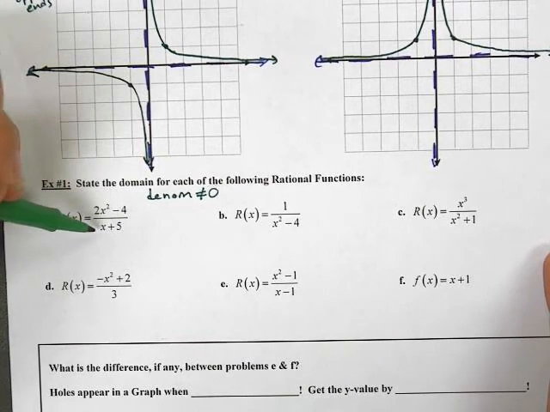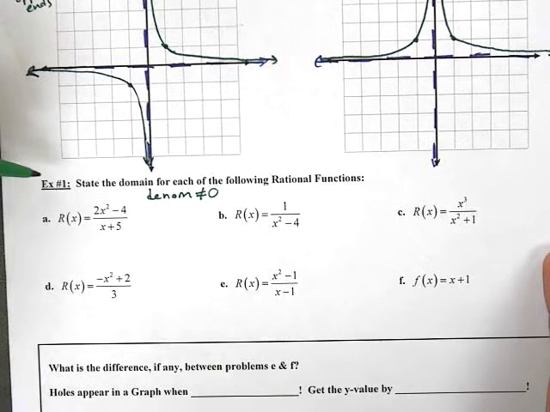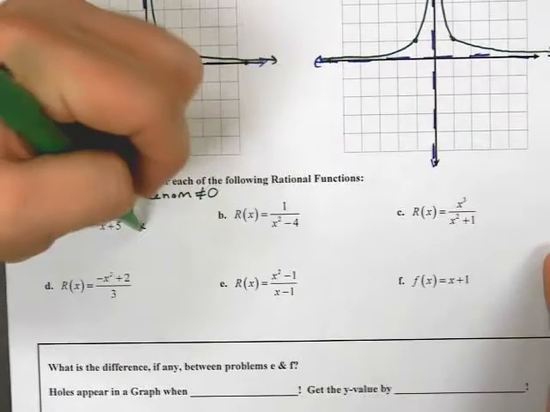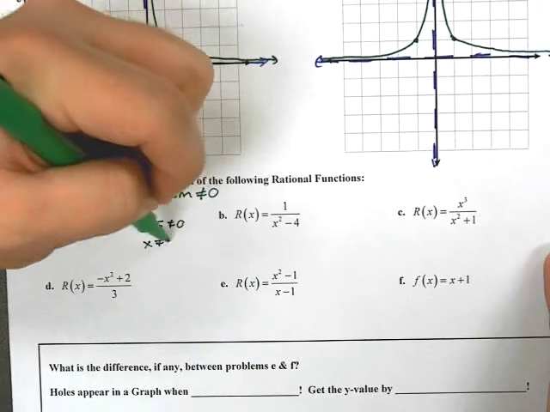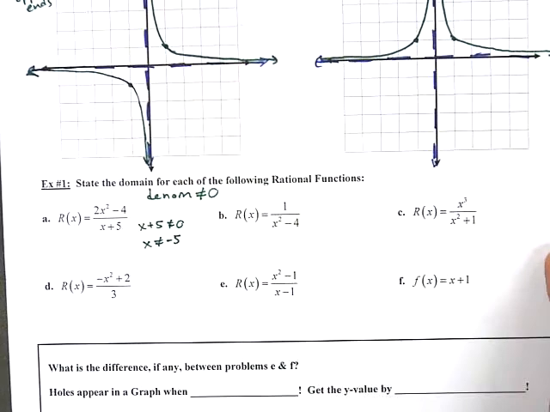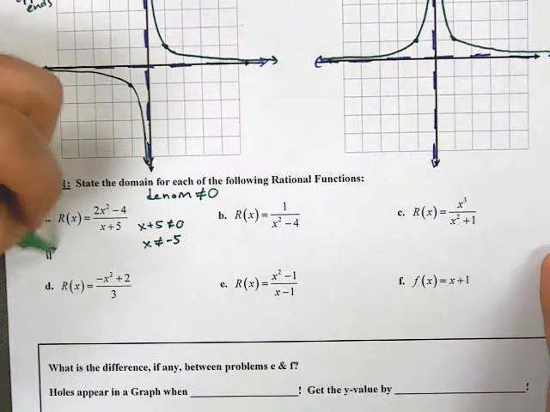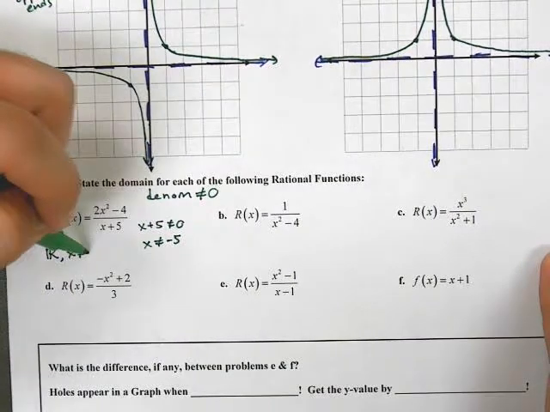All I really care about is that this x plus 5 in the denominator means that x cannot equal negative 5. So you can write that in a couple of ways. You can go all reals, but x cannot equal negative 5.